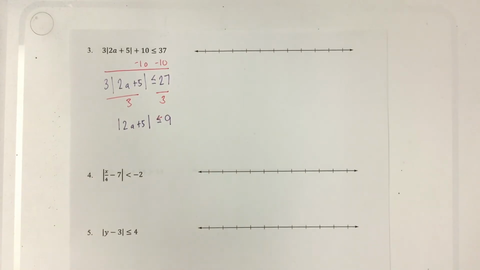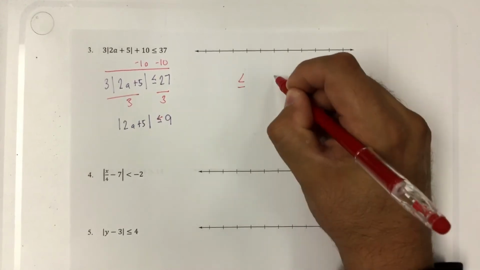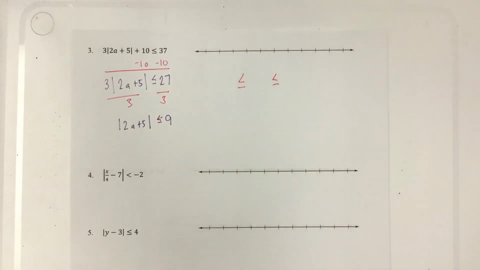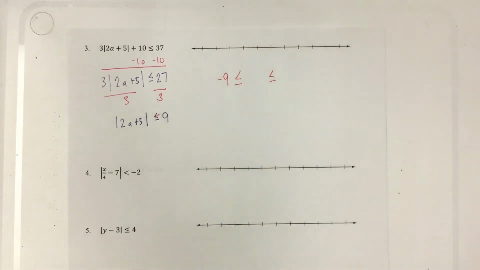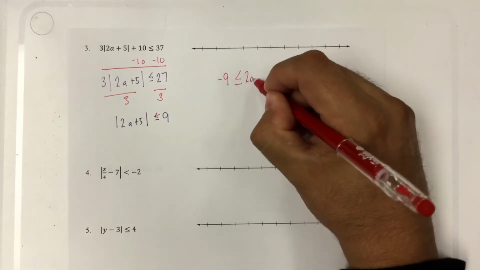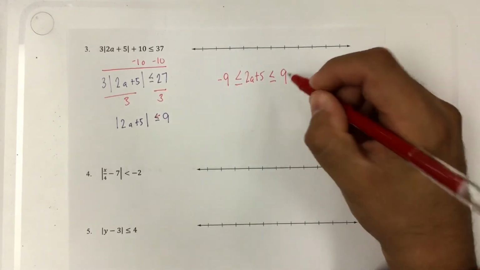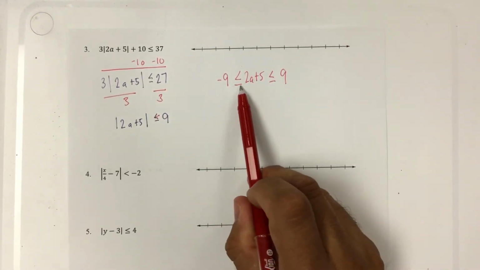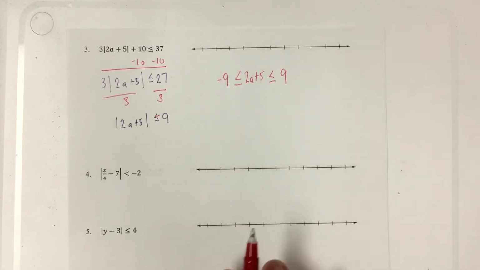Now, I know it's going to be a between, so I'm going to draw it like this. What goes on the left side? Negative 9. So this is going to be negative C, which is negative 9. What goes in the middle? 2a plus 5. And what goes on the right side? Positive 9. There you go. So negative C less than the absolute value expression without the absolute bars, less than positive C.